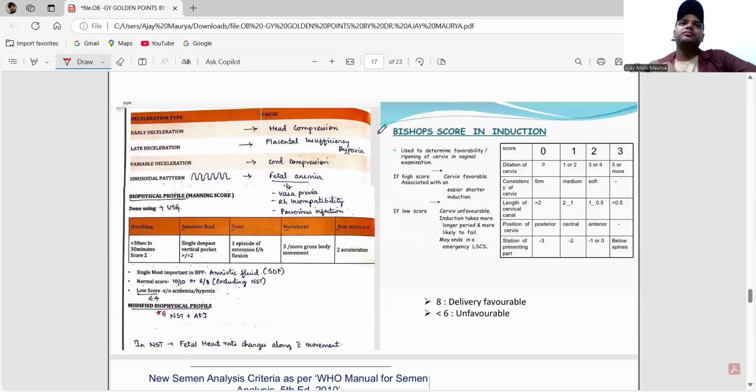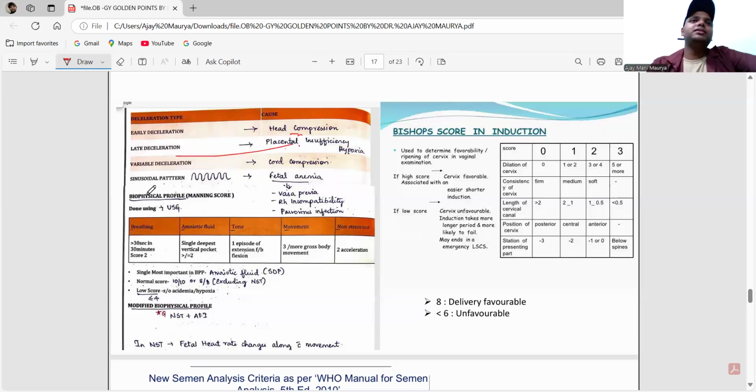Late deceleration, placental. If you read placental from the reverse, it is LAT, late. Okay, remember this. Just remember late. See, variable deceleration means variable cord compression. Variable cord, VC, video calling card.